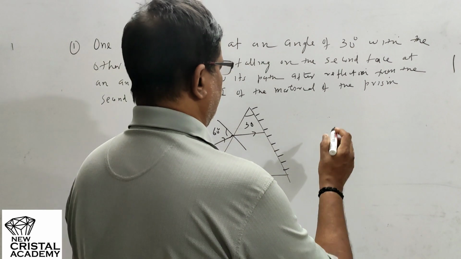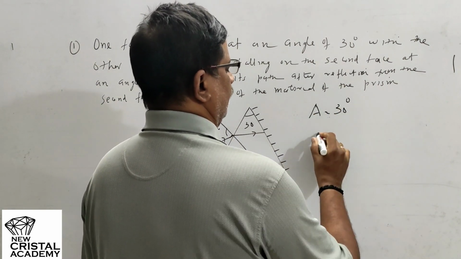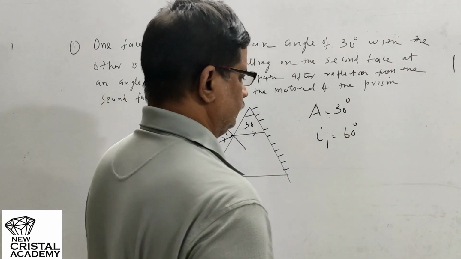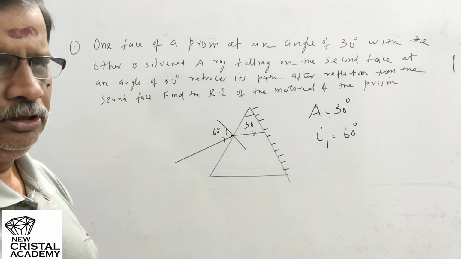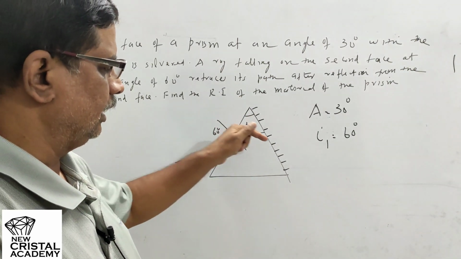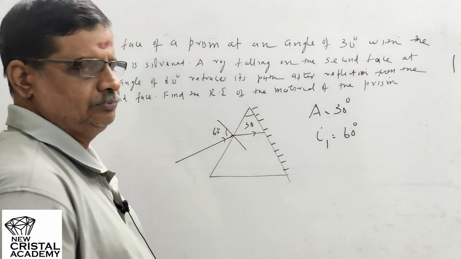So we will write down whatever is given in the problem. Angle of the prism is 30 degrees. Angle of incidence at the first face is 60 degrees. These are the only two data that are given. Now let us see what happens at the second face. It is mentioned that the ray of light after hitting the second face retraces its path.